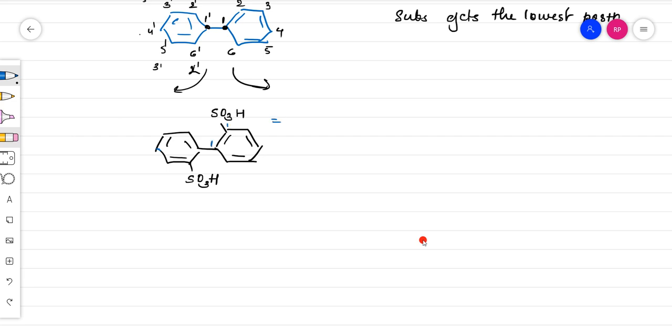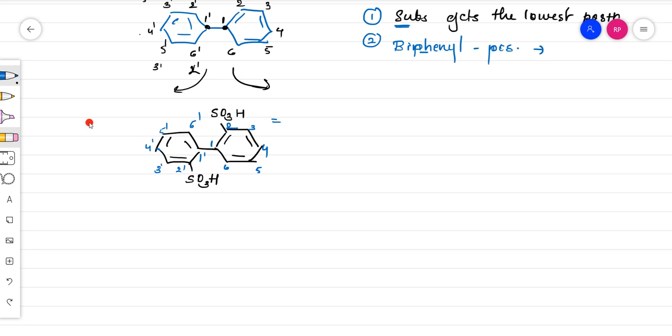Because my substituent is over here, I will number this as 2, 3, 4, 5, 6. Now for this ring, obviously your substituent is over here, no? So you will go from this side. So this will be 1 dash, 2 dash, 3 dash, 4 dash, 5 dash and 6 dash. So the naming is very simple. First point, the substituent gets the lowest number. Second point, you start the name by writing the word biphenyl or diphenyl, then the position of the substituent, and then the name.